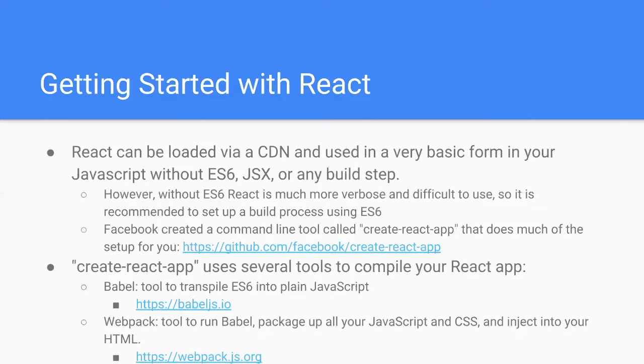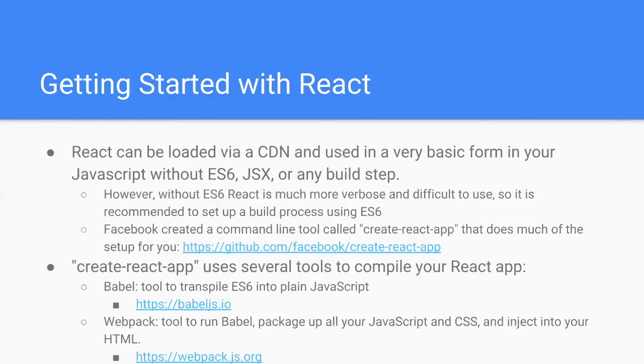So it's really recommended to go through the hassle of setting up the build process. Really, you want to use ES6 when you're using React because it really makes things a lot nicer. And we'll talk about ES6 a little bit more here in a second. Facebook created a command line tool called Create React App that does much of the setup for you. That's what I used for your starter code for the application. I only spent about 10 minutes on it. I ran Create React App and gave it a name, and I went through and changed one or two things. It does all the setup of the tooling, and then you can just run npm start and npm deploy, and it knows what to do because of Create React App.